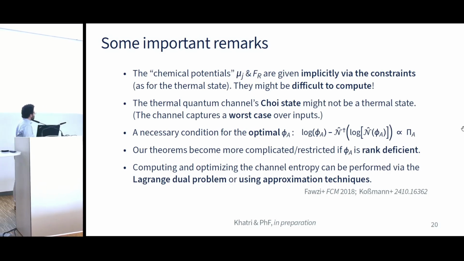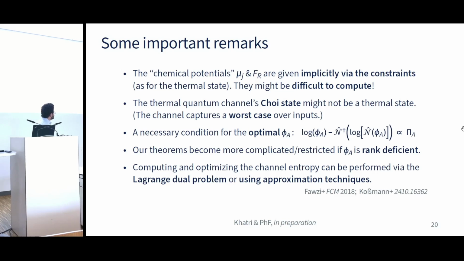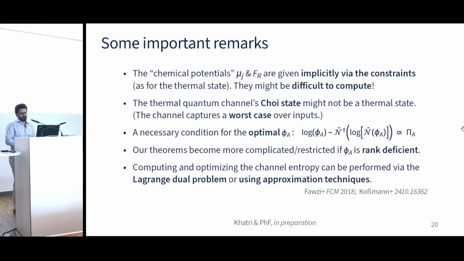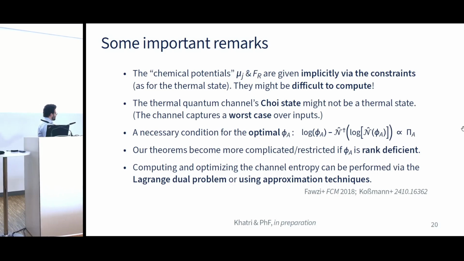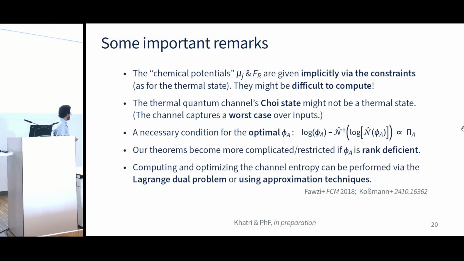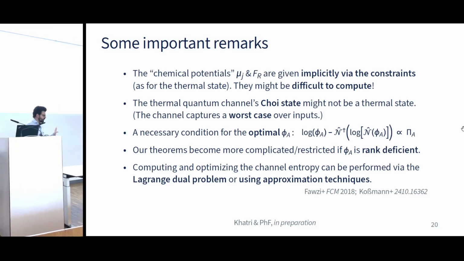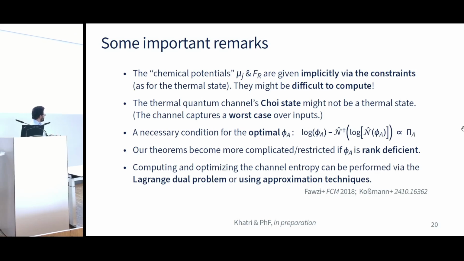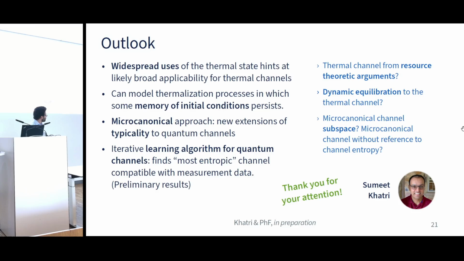We have some results on what the optimal phi is for the channel constraints. Everything becomes more complicated if this guy is rank deficient, so there are some caveats I just want to mention. I also wanted to mention that in general, this optimization is, in principle, convex. There are some tools out there. We're working out the best way to do this optimization numerically, but there are a bunch of results here that are really helpful for that.